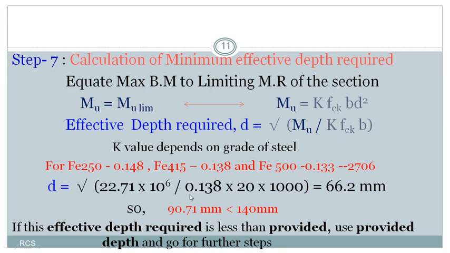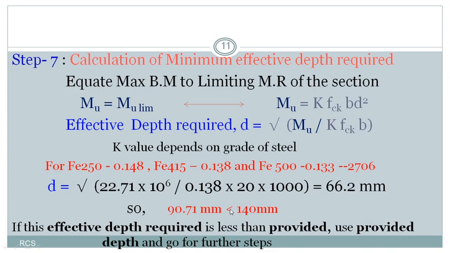So for this case, the minimum effective depth required for a slab is 66.2 mm. But the assumed depth will be 140 mm. So this is a wrong calculation here. If you calculate with respect to this, we'll get the minimum depth required is 90.71 mm. The 66.2 is the calculation of another problem. So just dear students, make it correct here. It is not 66.2 mm. It is 90.71 mm.